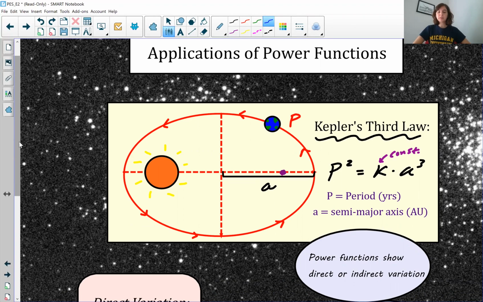And so something about power functions, when you're using them in the real world, is that they show variation. So in the last example, when my radius increased, my force decreased. So when I kept my constant the same, of course. So that is known as indirect variation. When one variable goes up, the other goes down. And Kepler's third law is an example of direct variation.